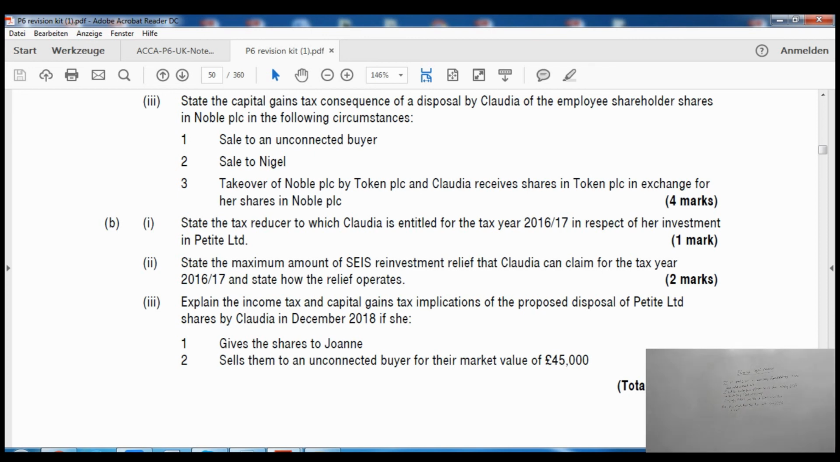Likewise, if you look at number 3, it says takeover of Noble PLC. If it is a takeover of one company by another, we have studied the rules of reorganization and takeover, and we did one question on that in capital gains tax. Now, the normal rules of reorganization and takeover won't apply here, because these are employee shareholder shares. The rules we studied earlier in the first section apply: up to £50,000 is exempt, and on the excess capital gains tax will be payable. So the normal rules won't apply to this one.